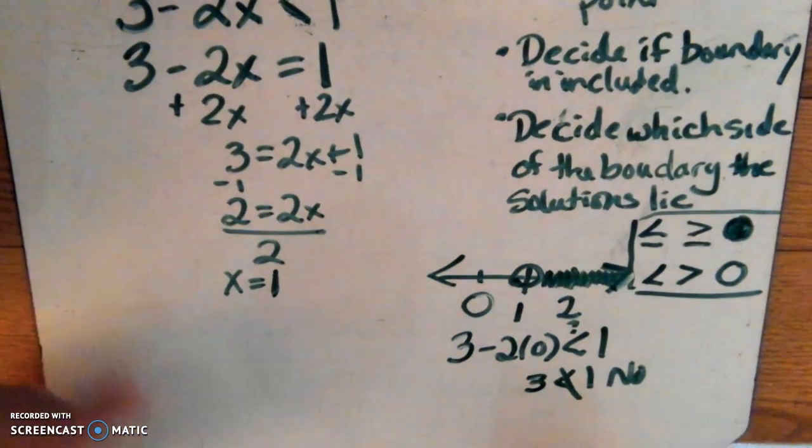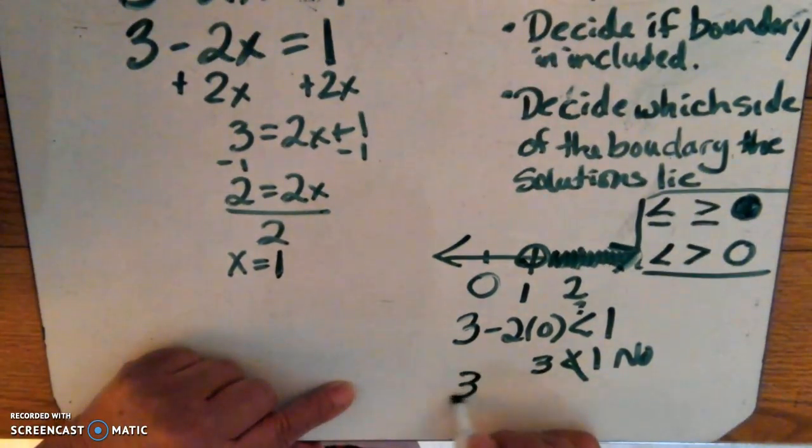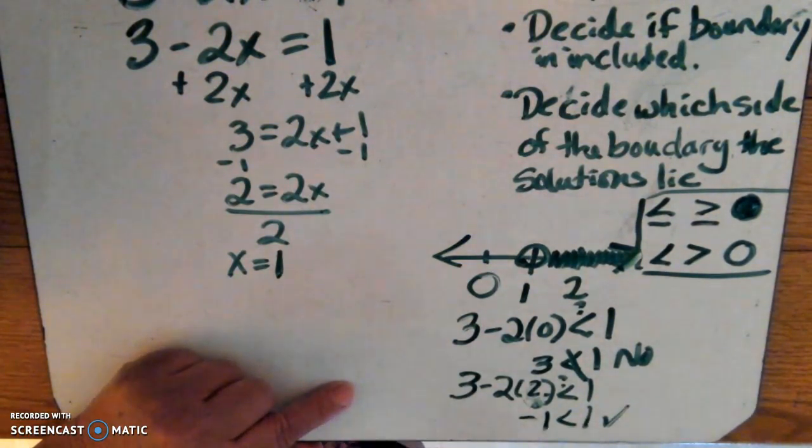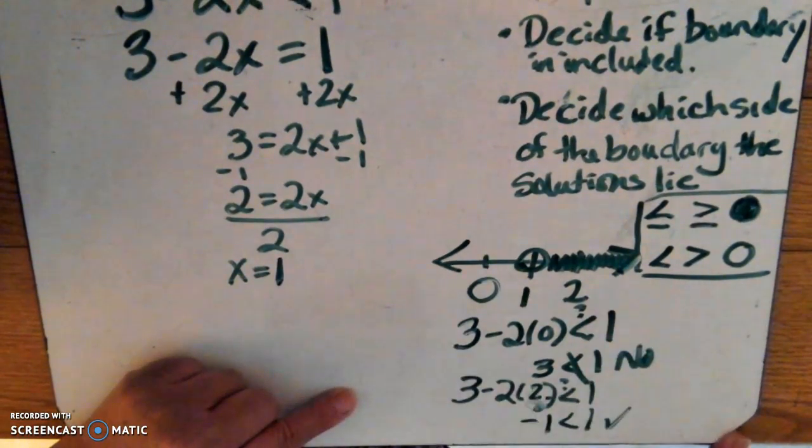So if I were to test the other one, I'm going to put that in, 3 minus 2 times 2, is that less than 1? Well, 2 times 2 is 4, so 3 minus 4 is negative 1. Is negative 1 less than 1? Yes. So it is a solution. So I've shaded the right side.